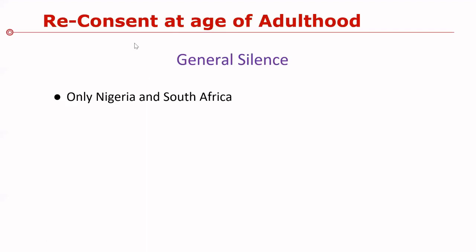Okay, so I think I talked about the reconsent at the age of adulthood. And I think the age of adulthood is 18 for all the countries that are involved in Sickle in Africa. So there was a general silence. I don't know if that's something we should or should not worry about, but it's only South Africa that requires reconsent at 18, once the participant becomes 18, especially if the samples continue to be used.